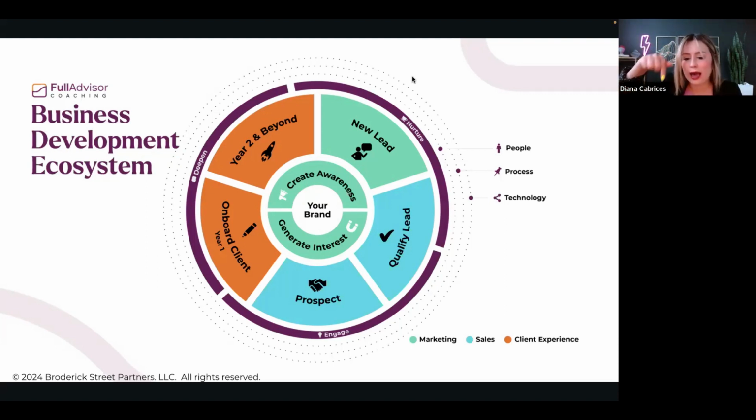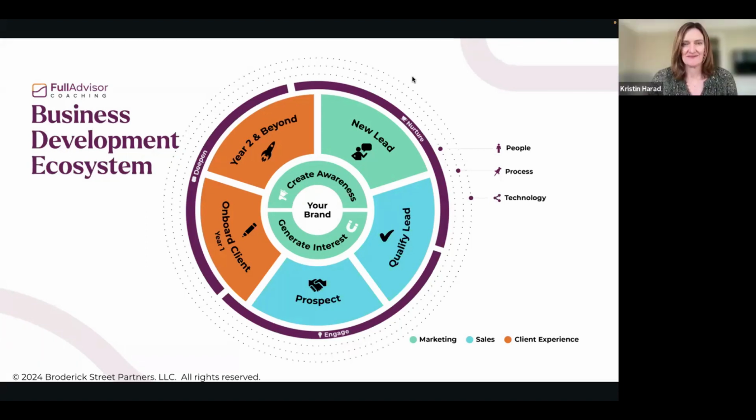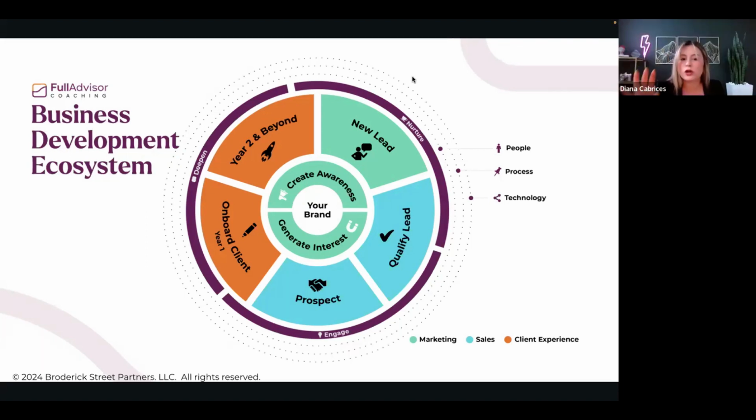If you're looking at the little color coordination, folks, on the bottom, the green is the marketing, right? The blue is where you start to have more sales conversations as you qualify leads and turn them into viable prospects. And then the orange is the client experience. But again, everything is working together. So thank you, Kristin, for so beautifully explaining that.